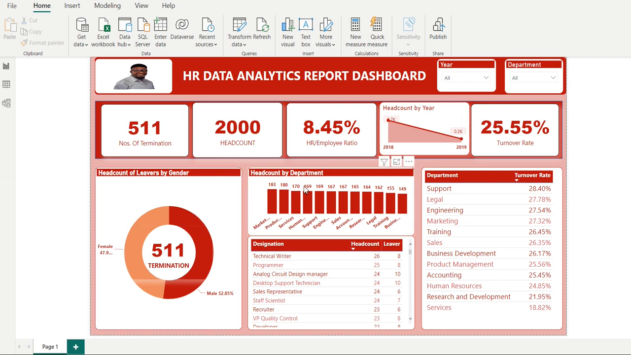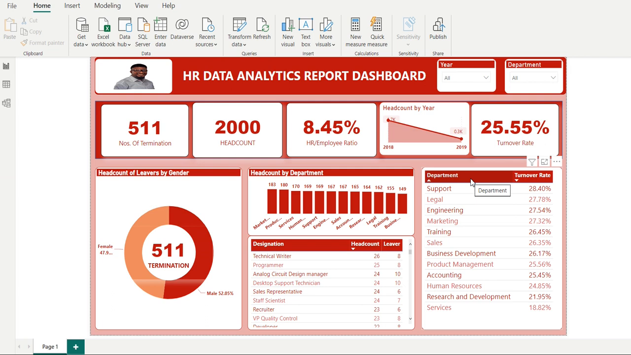We also have headcount by department. We have the number of people in each of the departments. Here I have each designation and the headcount, the number of people in that role and the people that left from that particular role. Here at my table, we also have the department and the turnover rate for each department. The support department has the highest turnover rate, which is 28.40, followed by the legal department, which is 27.778.